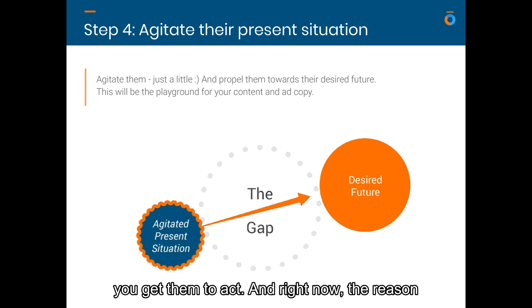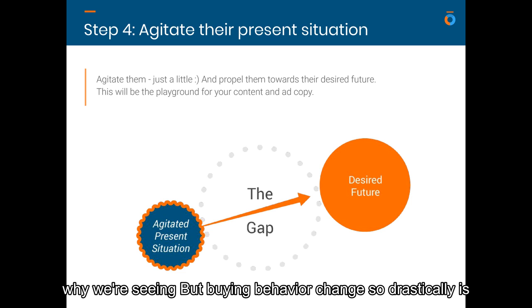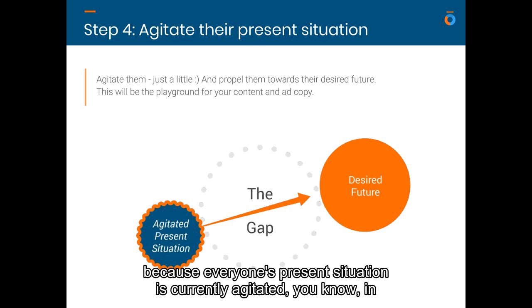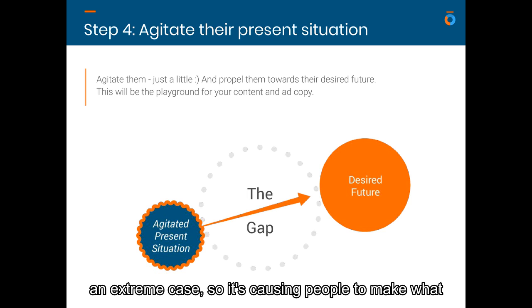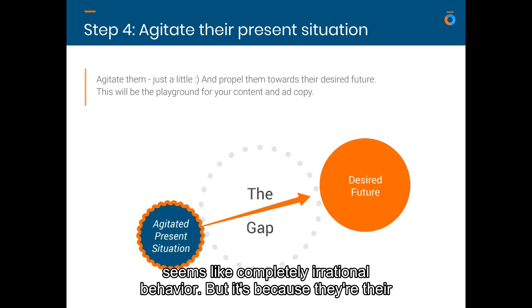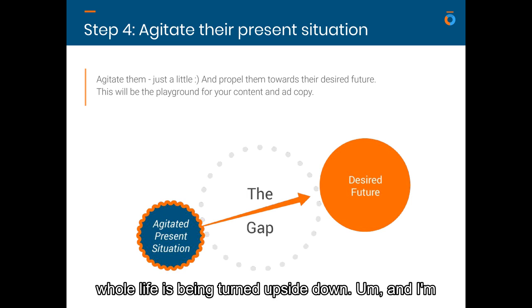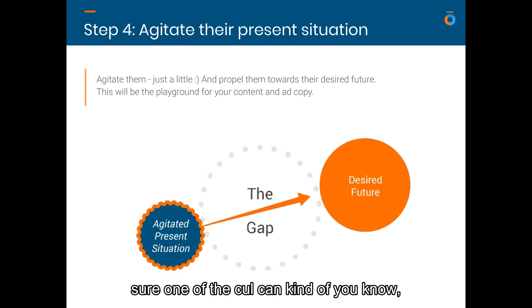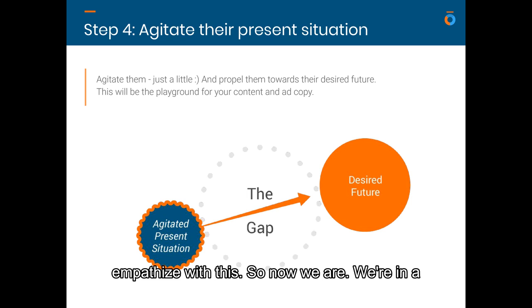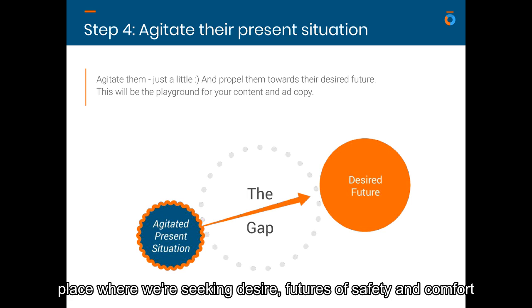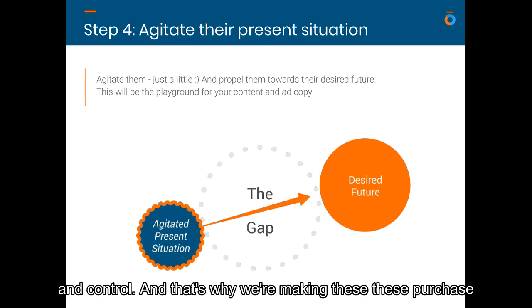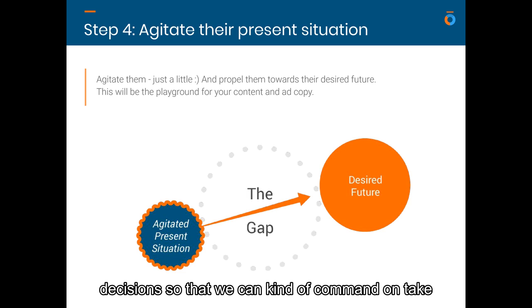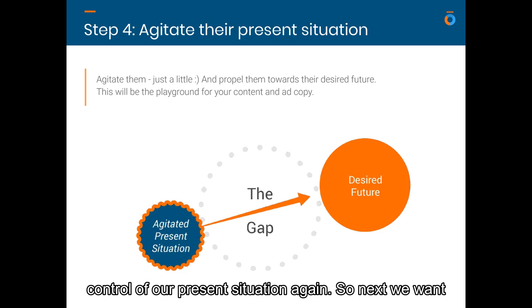And right now, the reason why we're seeing buying behavior change so drastically is because everyone's present situation is currently agitated, in an extreme case. So it's causing people to make what seems like completely irrational behavior, but it's because their whole life is being turned upside down. And I'm sure everyone on the call can empathize with this. So now we're in a place where we're seeking desired futures of safety and comfort and control. And that's why we are making these purchase decisions, so that we can command and take control of our present situation again.